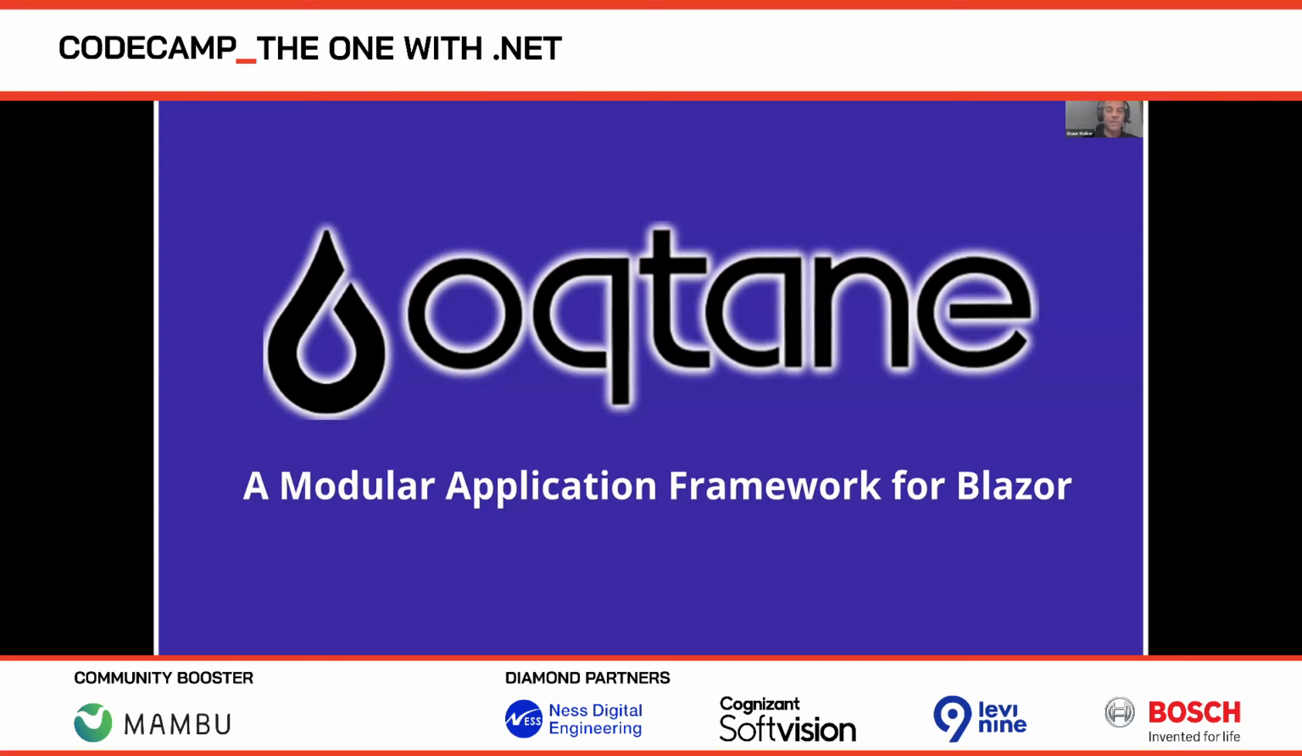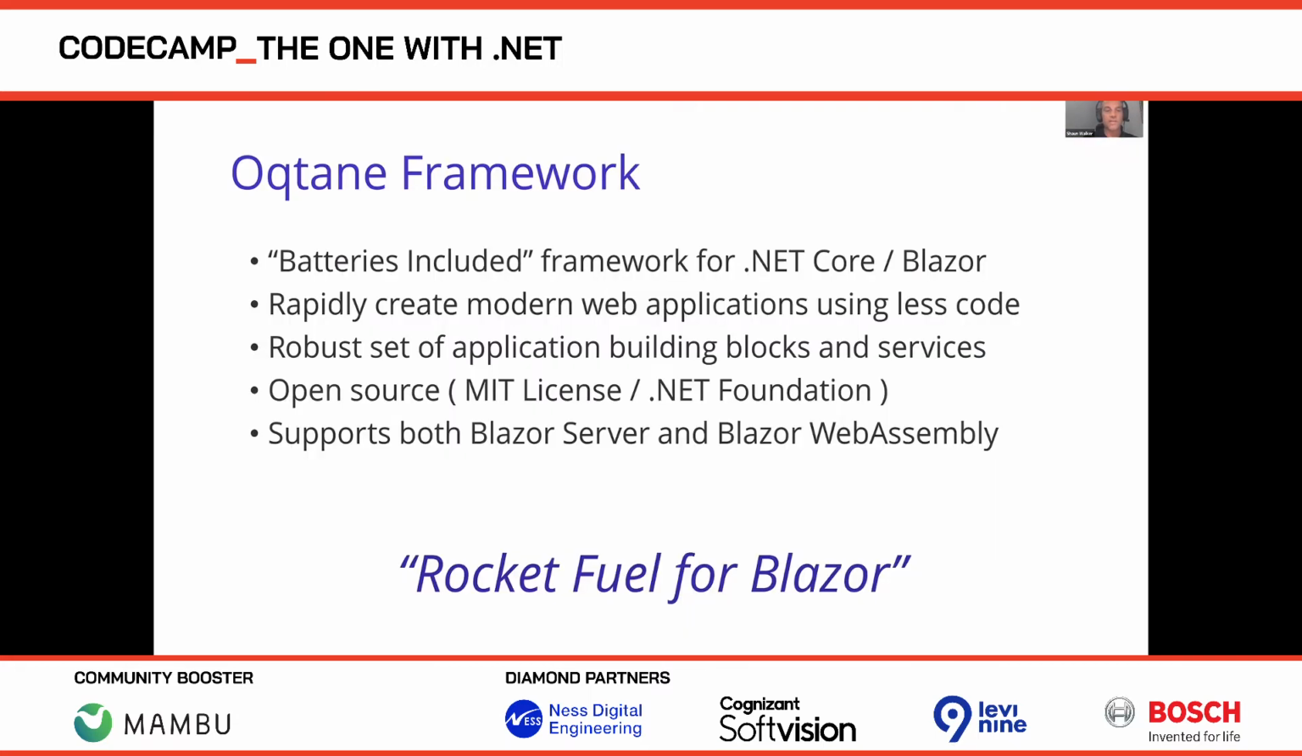And with that, I'm going to talk a bit about the open source application framework, which I've been working on in recent years. So this is a modular application framework that was built natively on Blazor. And I started building it on Blazor when Blazor was still in a preview state, but it's advanced quite significantly since that time. The Octane framework is a batteries included framework, and it runs natively on .NET Core and Blazor. It's designed for creating modern web applications, which hopefully allow you to write less code in the process.